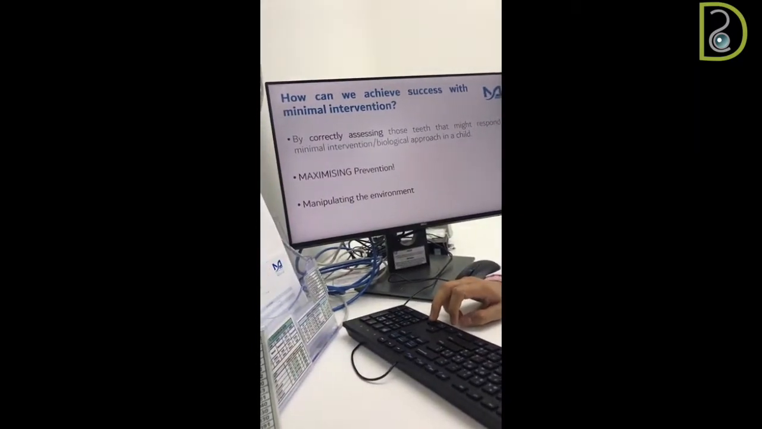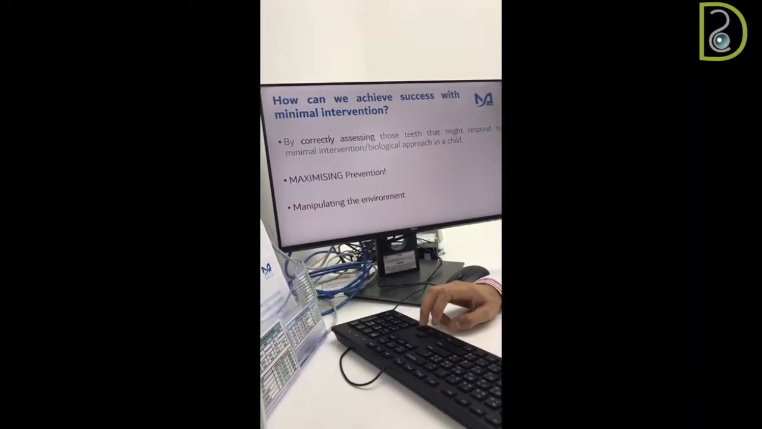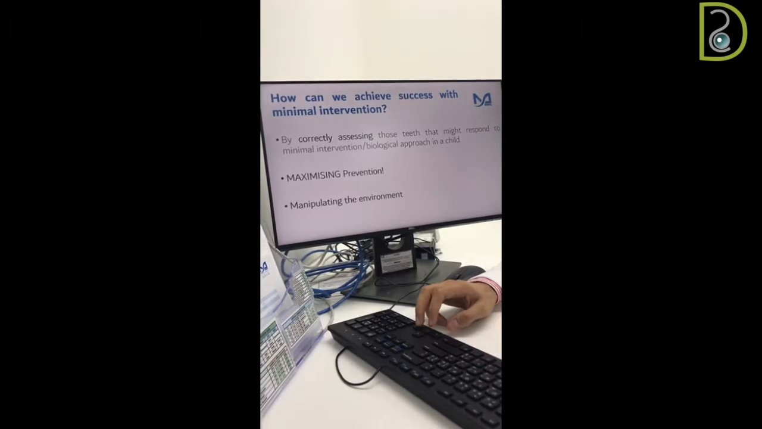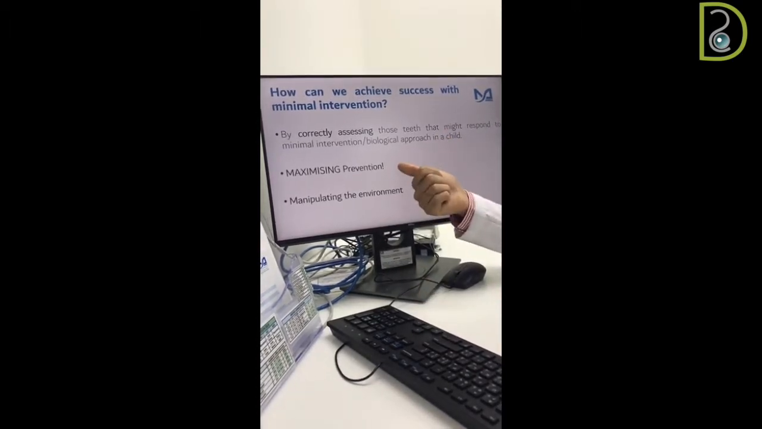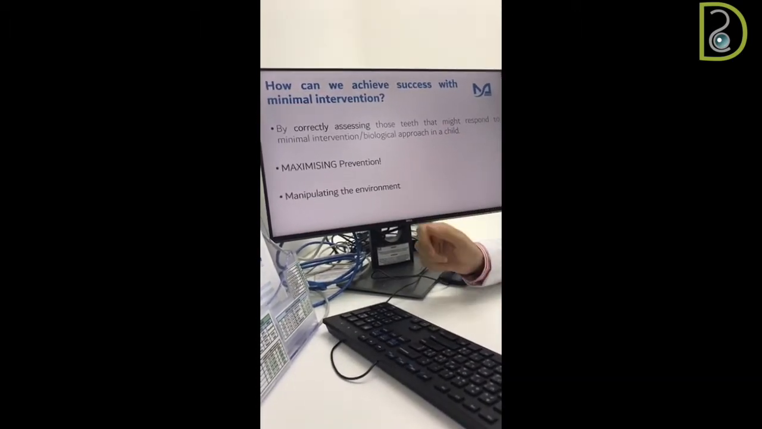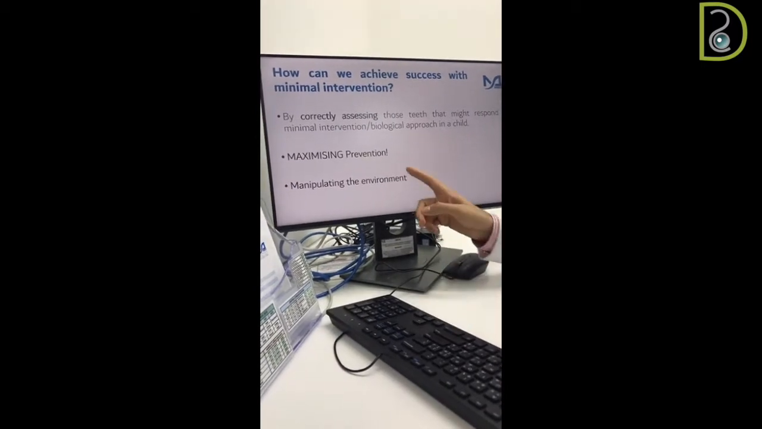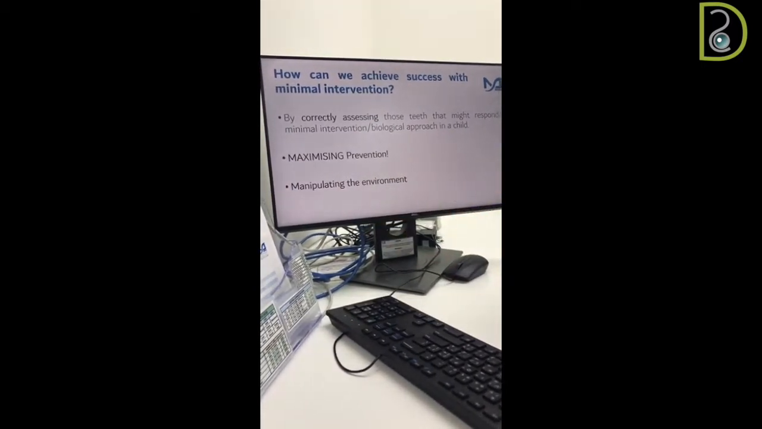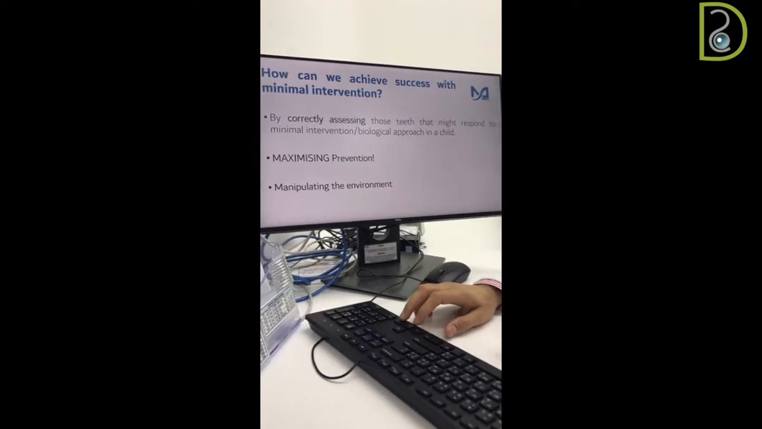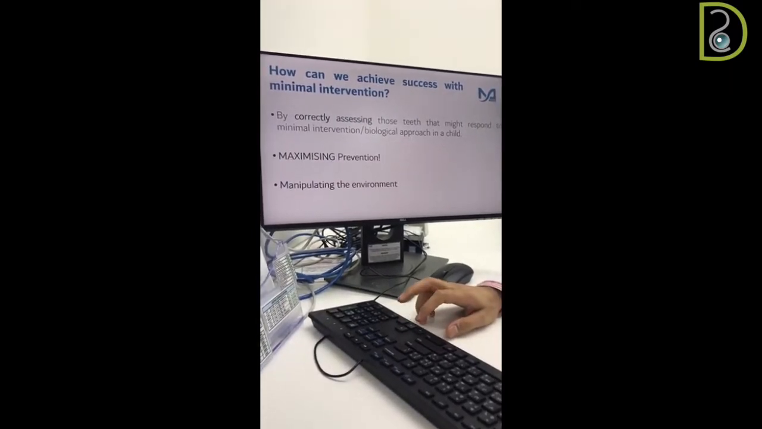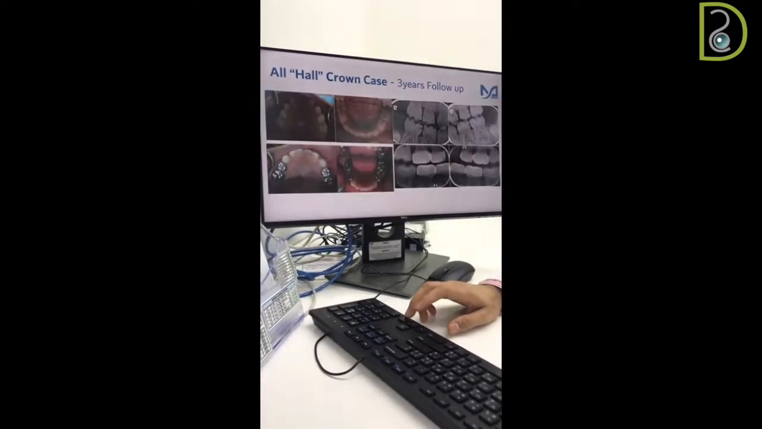So how can we achieve this? By correctly assessing and maximizing the prevention. As we said, no treatment can be successful without prevention, and by manipulating the environment, where we seal the teeth with GIC and the crown, the environment is manipulated for the cavitated lesions.